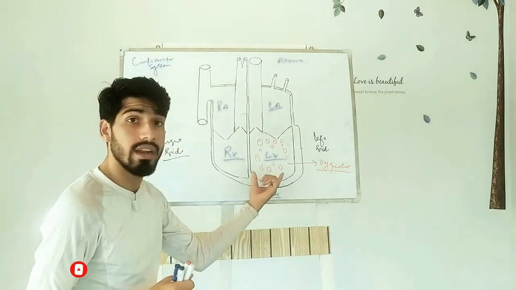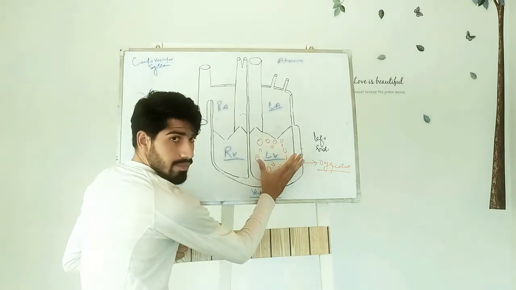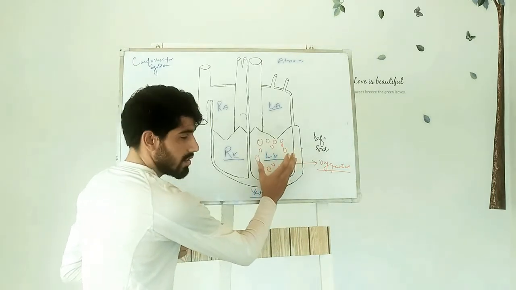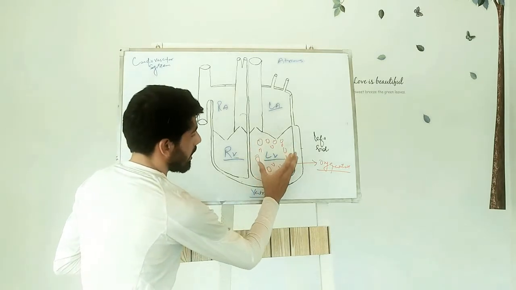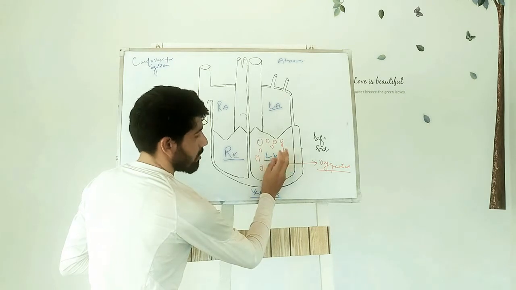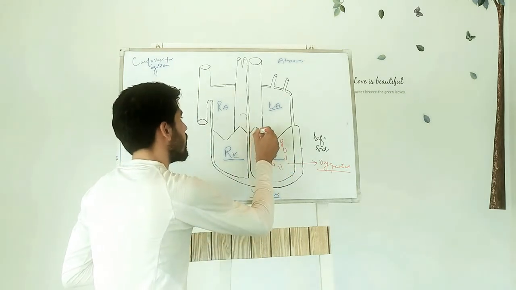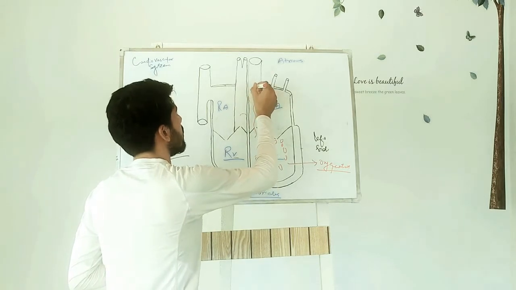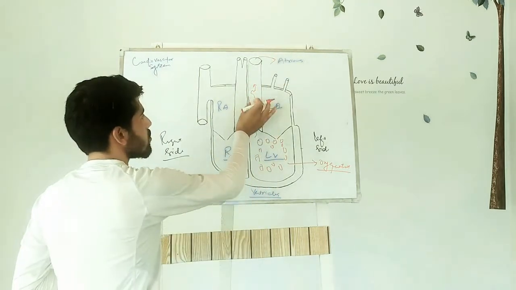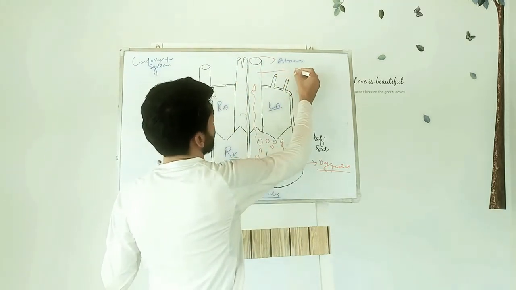So what happens in the left ventricle? The left ventricle simply contracts. The blood present in the left ventricle is oxygenated. When the left ventricle contracts, the blood flows from this vessel and goes to the rest of the body. This vessel is called the aorta.